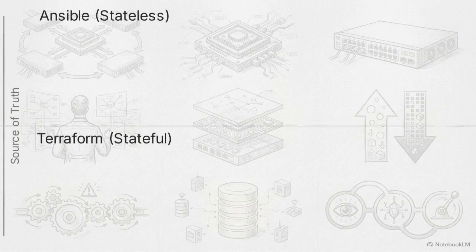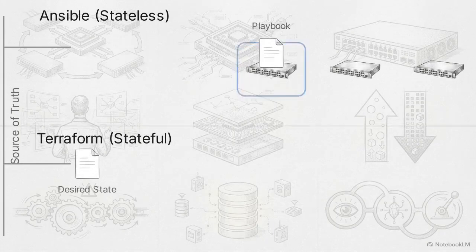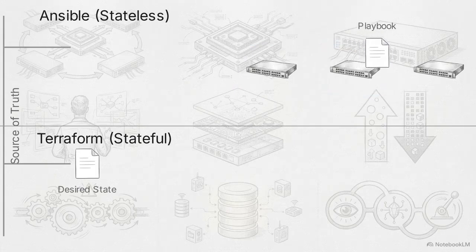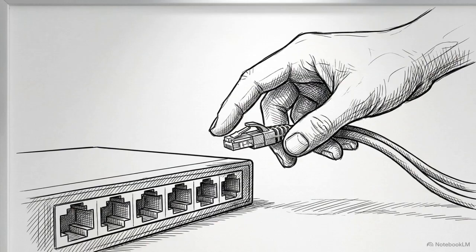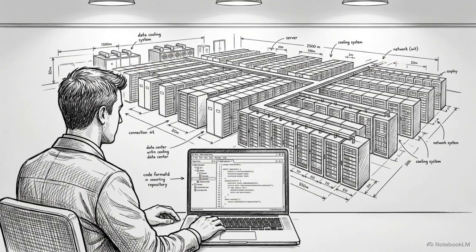The source of truth feeds configuration tools. Ansible is stateless, pushing playbooks across multi-vendor switches without retaining prior state. Terraform is stateful, comparing desired code against its local state file to automatically modify or destroy virtual resources to match the target. In a mature automation pipeline, engineers do not configure physical devices directly. They update the code in the source of truth, and automation tools propagate that desired state down to the hardware.